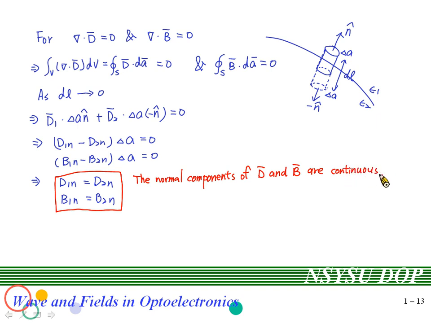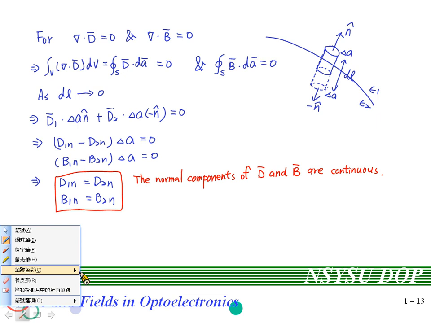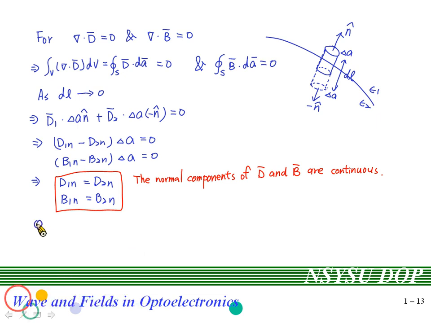Okay, so these are the boundary conditions derived from the divergence equation. And again, we can rewrite the above boundary conditions in vector form. We have n hat dot D1 equals n hat dot D2. And also, n hat dot B1 will be the same as n hat dot B2.